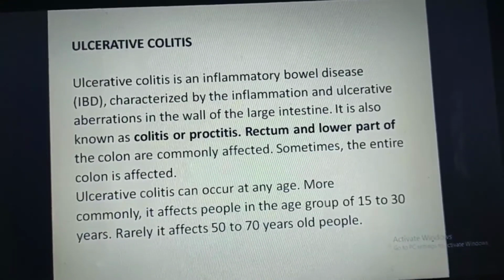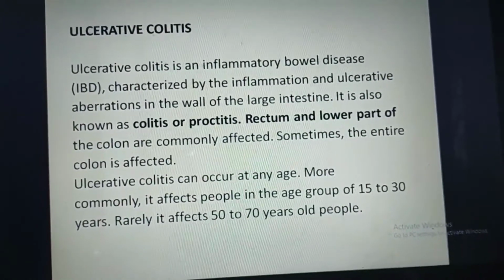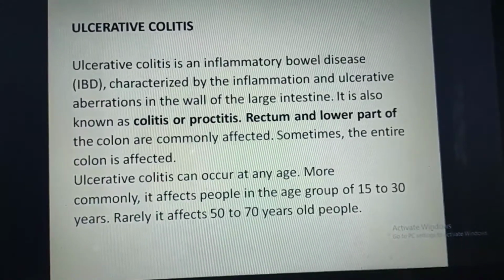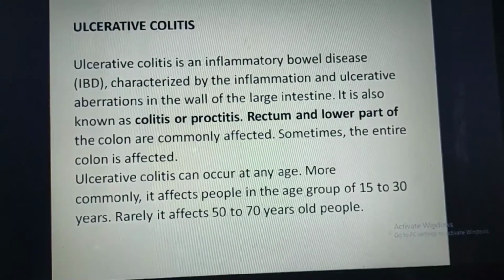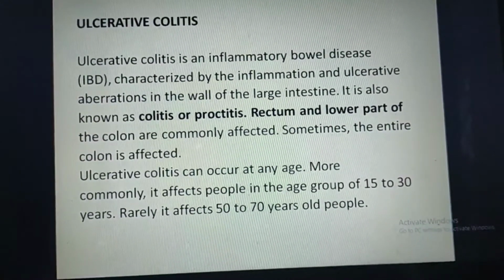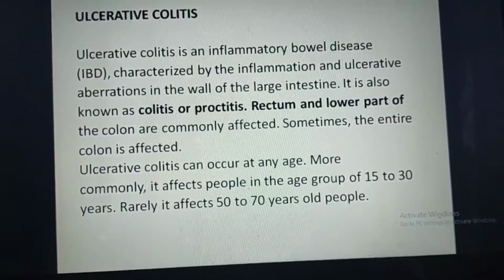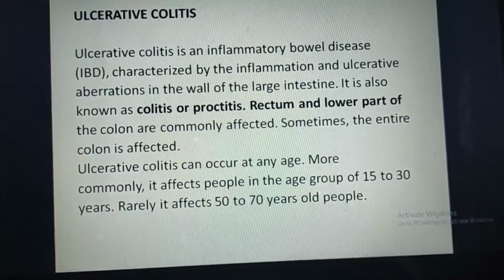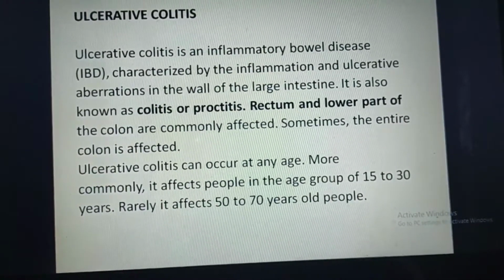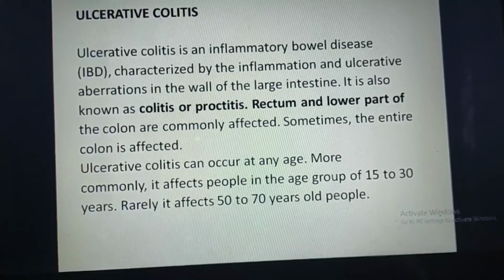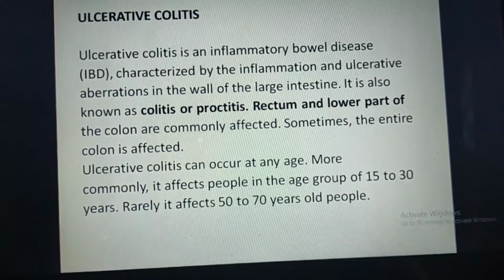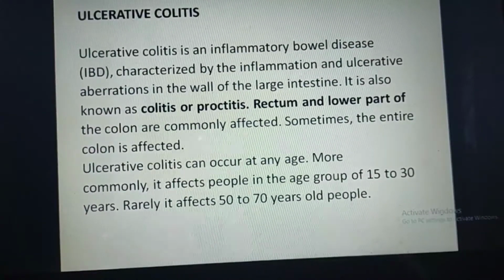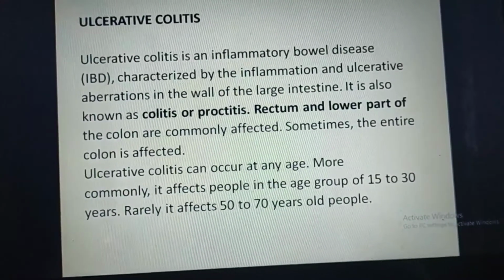The second one is ulcerative colitis. So we'll understand what ulcerative colitis is. Ulcerative colitis is an inflammatory bowel disease, called IBD, characterized by inflammation and ulcerative abrasions in the wall of the large intestine. It is also known as colitis or proctitis. The rectum and lower part of the colon are commonly affected. Sometimes the entire colon is affected. Ulcerative colitis can occur at any age, and more commonly it affects people in the age of 15 to 30 years, and rarely it affects 50 to 70 year old people.